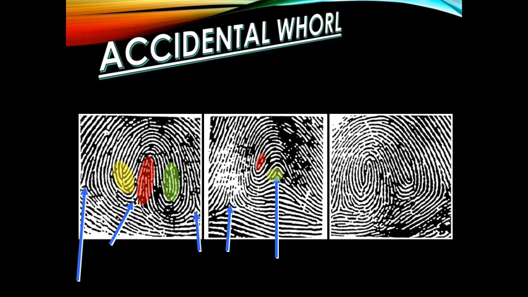In our last illustration of a fingerprint pattern, we have a combination of 2 fingerprint patterns. On the first, we have a double loop pattern and another loop. And of course, these are the 3 deltas. So these are actually considered as accidental whorl.